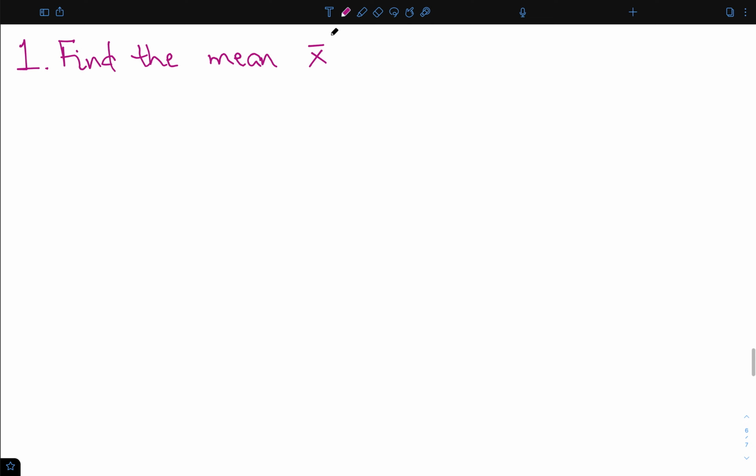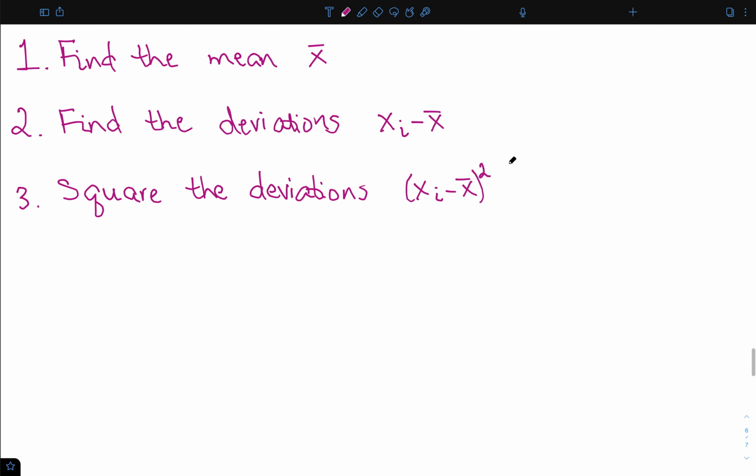The first step, we're going to need to find the mean of the data set, x bar. We then will calculate the deviations of the data set. So we will subtract the mean from each of the data values, xi minus x bar. Step 3 is to square these deviations. So we'll take step 2 and we'll square each of the values.